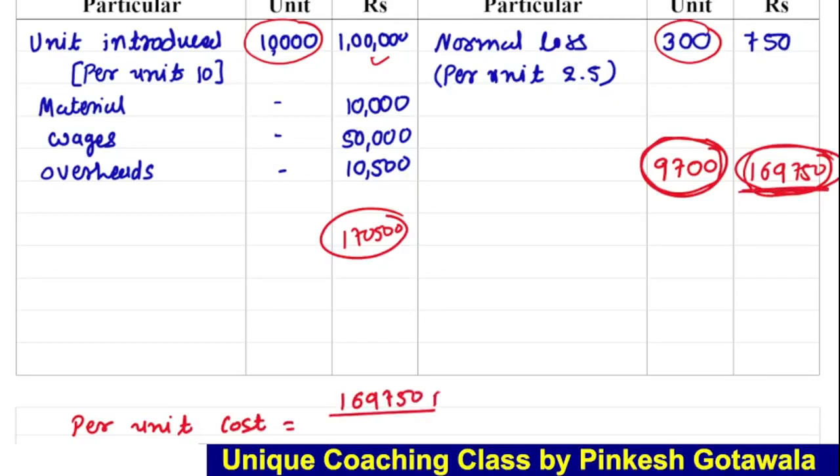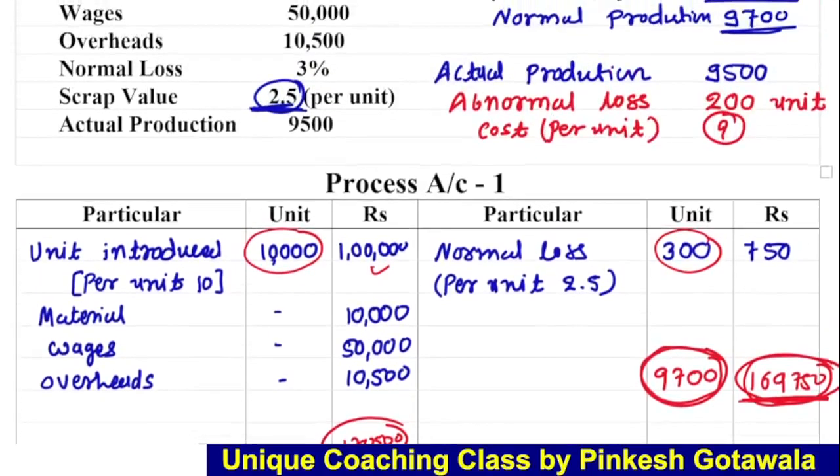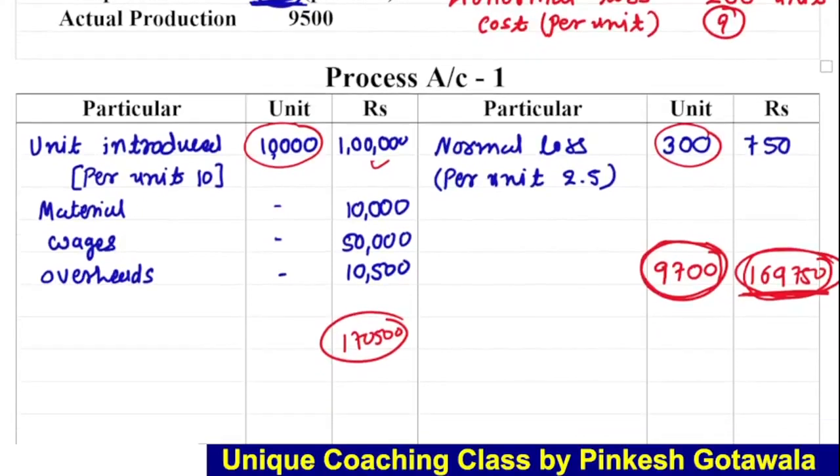1,69,750 divided by 9,700 units, the expense per unit. Just find out its per unit cost. So here you will get 17.5 rupees. It is a per unit cost, and it will be the per unit cost for the abnormal loss also. So how to find out cost for abnormal loss? You have to just close the process account on a calculator and just find out per unit value.